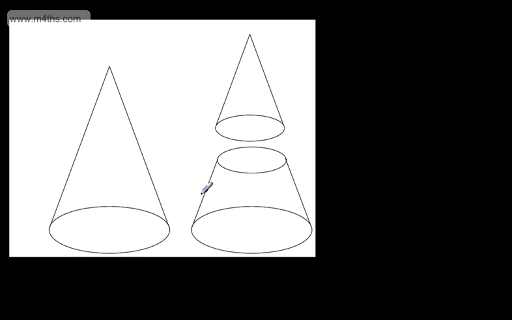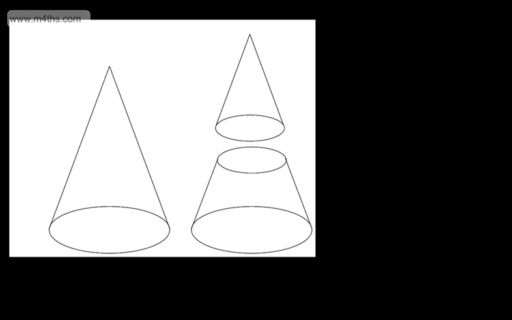This now is a frustum. What we've got is a large cone, and we've cut it into a smaller cone and the base. The base is called a frustum. What we can do is work out the volume of a frustum, and we do that by finding the volume of the total cone, and then we subtract away the smaller cone.